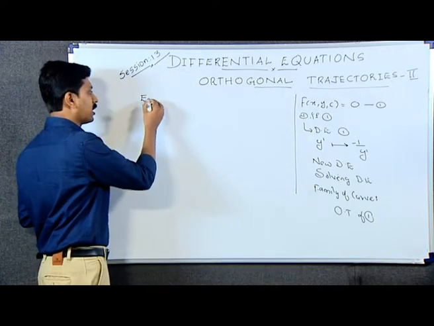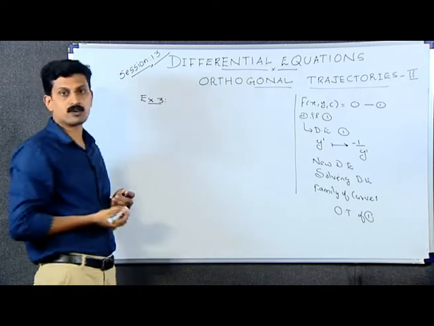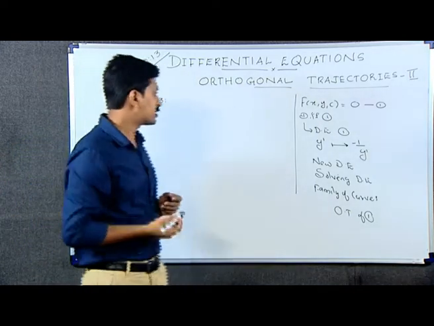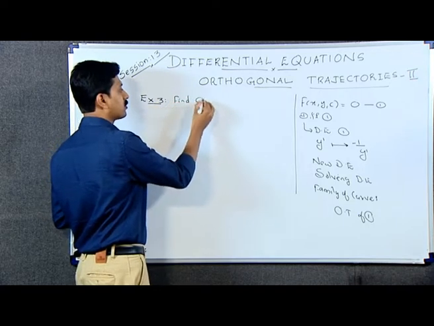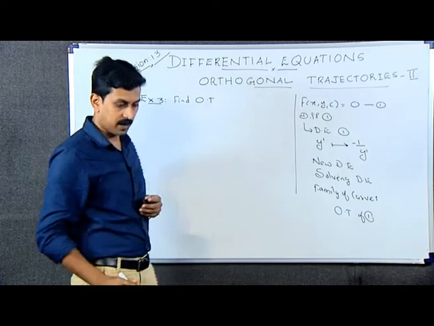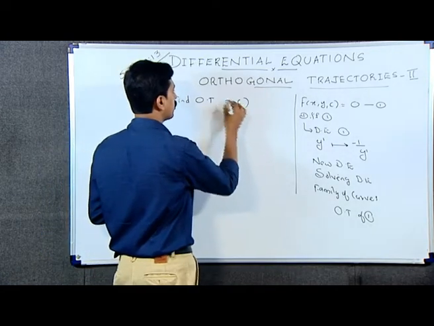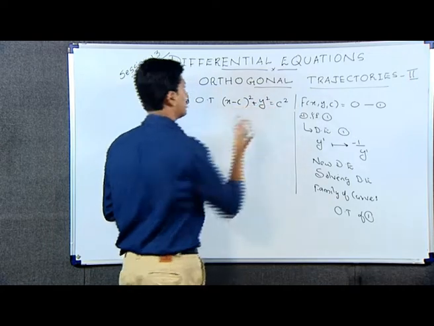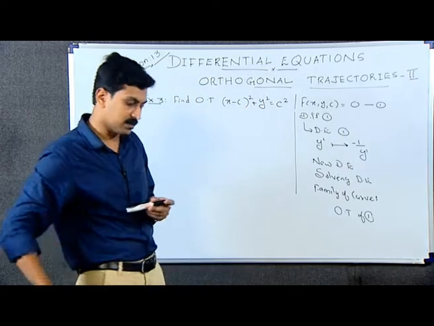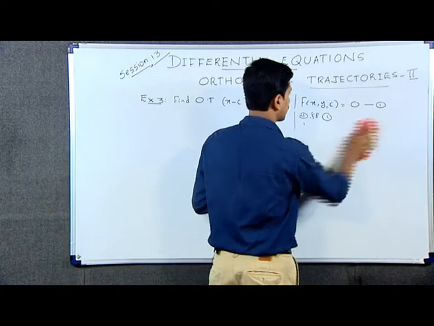I am inviting your attention to our example 3 on orthogonal trajectories. Find the orthogonal trajectories of the family of curves (x minus c) the whole square plus y square is equal to c square.